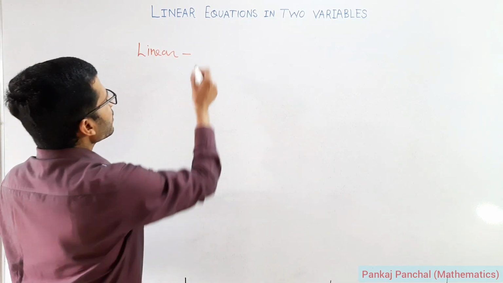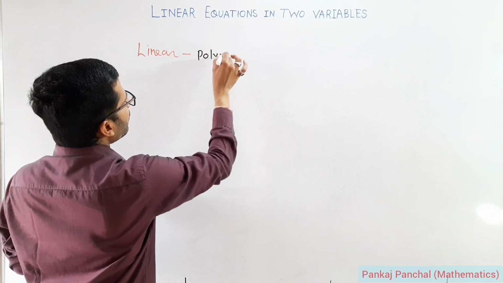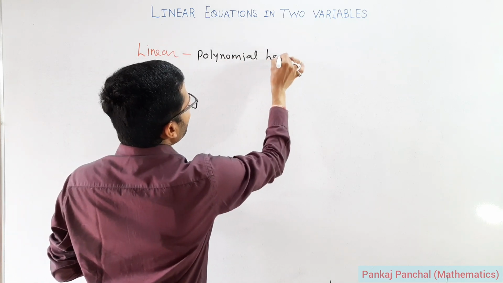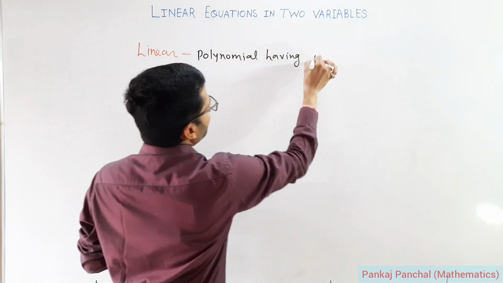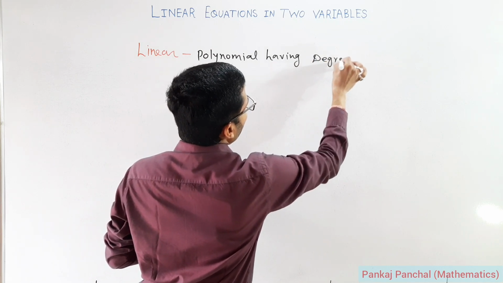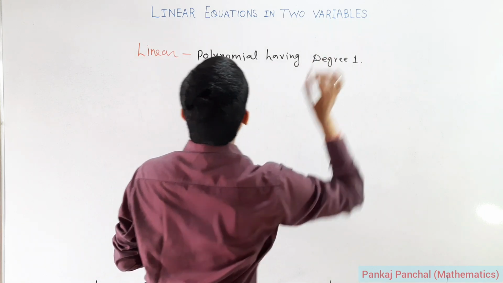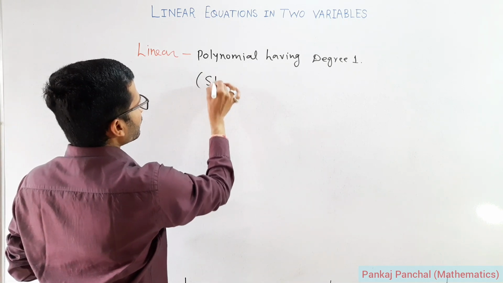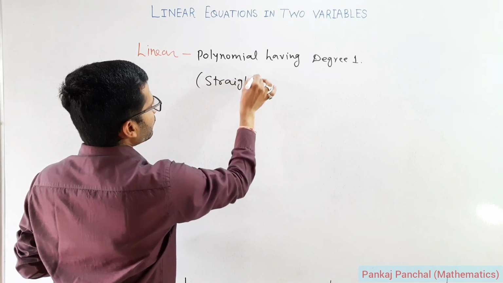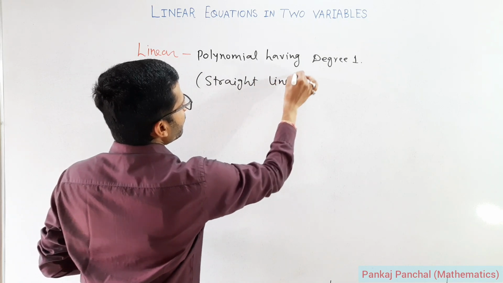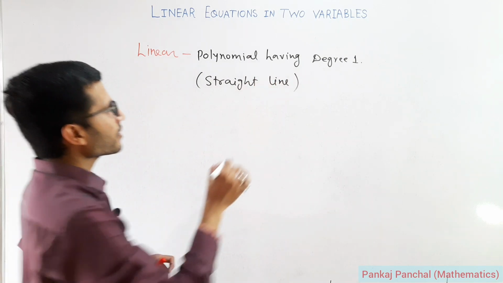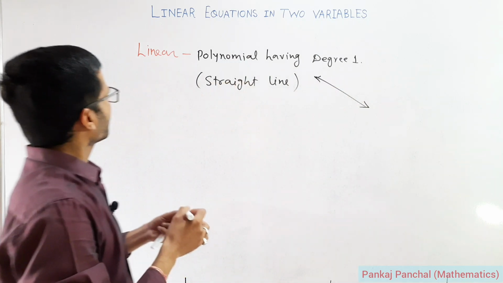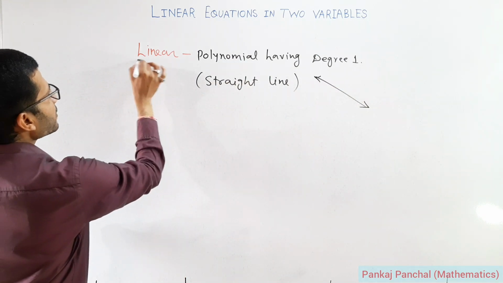Any polynomial having degree 1. That is the linear. Linear means a straight line. When we plot it on a graph, then we get a straight line. That is the meaning of the linear. So this is the linear.